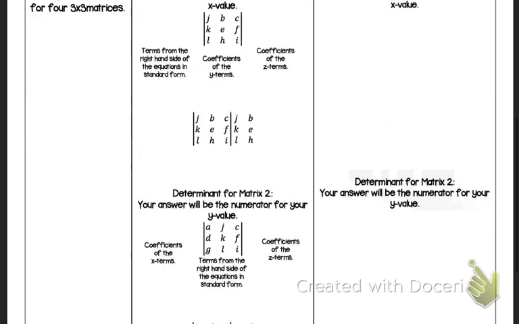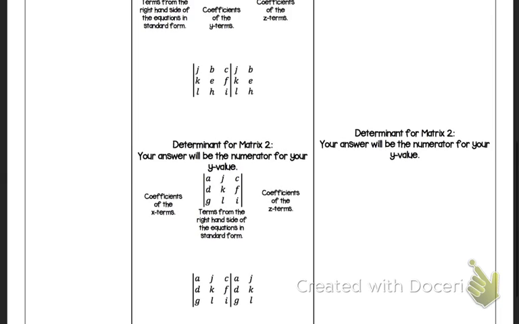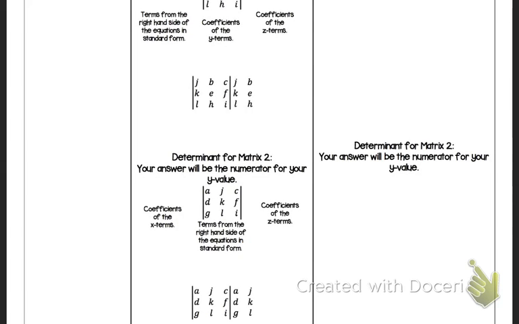Okay, then we have to do the y's and the z's also. So, one second. Okay, so in the next one we're going to replace the y's with the last column, the 6, negative 15, and 10. So we do here.